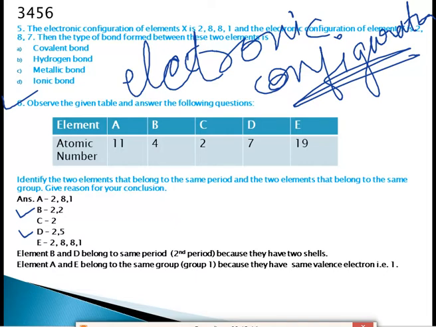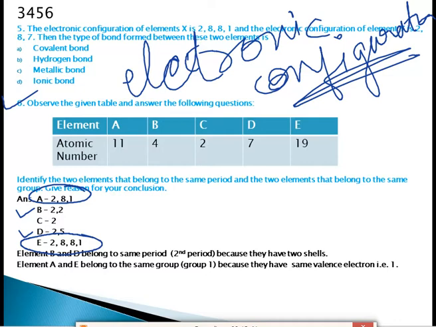And in which period will they be present? They will be present in the second period because they contain 2 shells. If the element contains 4 shells, for example this element number E, it will be present in the 4th period. Suppose element number A contains 3 shells, 2, 8, 1 we have written, so it will be present in the 3rd period. But the question asked is to name 2 elements which are present in the same period. So element number B and D will be present in the 2nd period because they contain 2 shells.